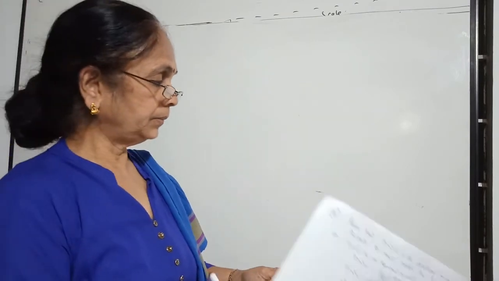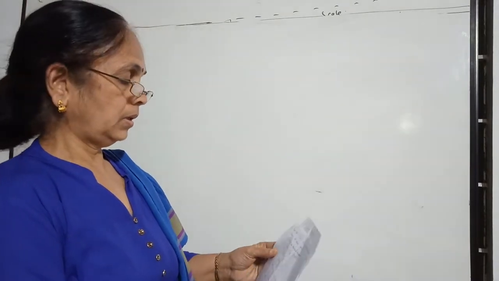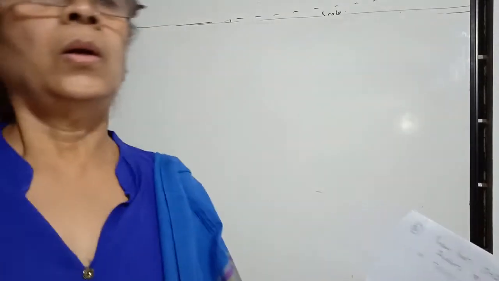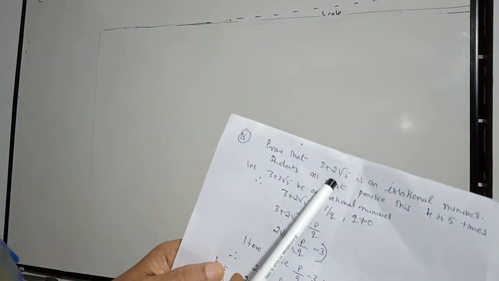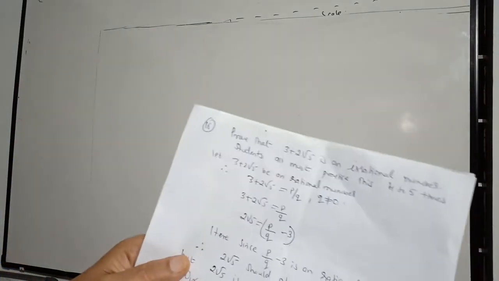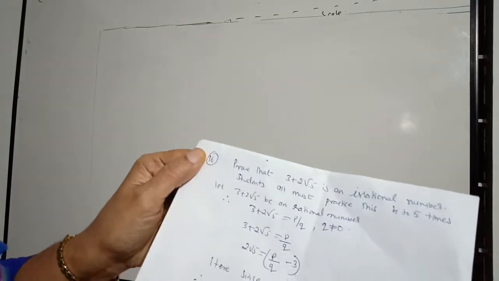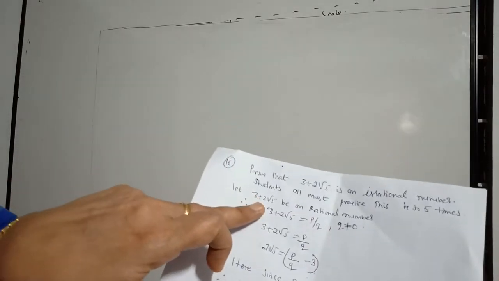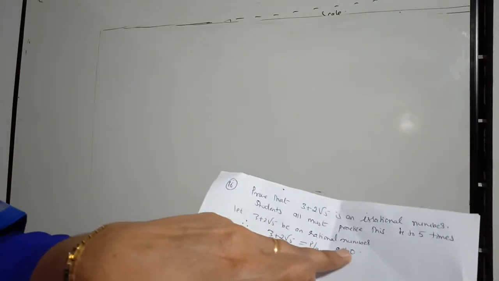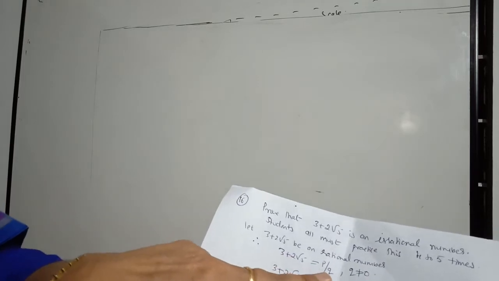Next one. Prove that 3 plus root 5 is irrational number. Yesterday also I have done, children. Again I am showing you. Let 3 plus 2 root 5 be a rational number. 3 plus 2 root 5 is equal to p by q.